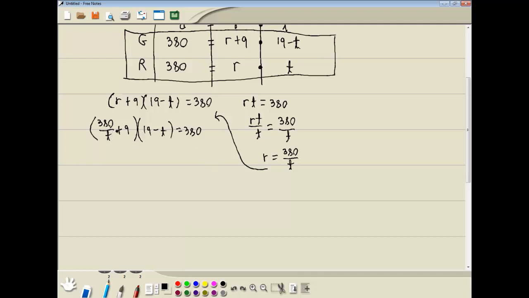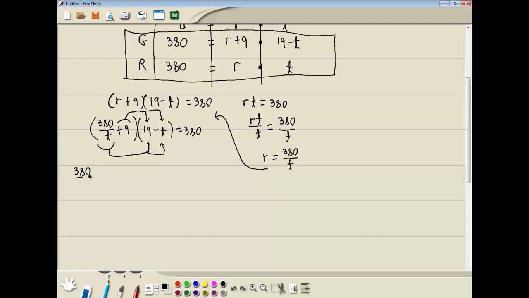Well, let's see. We have to get rid of these parentheses first. So I'm going to take 380 over t and multiply it times 19 and multiply it times negative t. And then I'll take 9 times 19 and 9 times negative t.